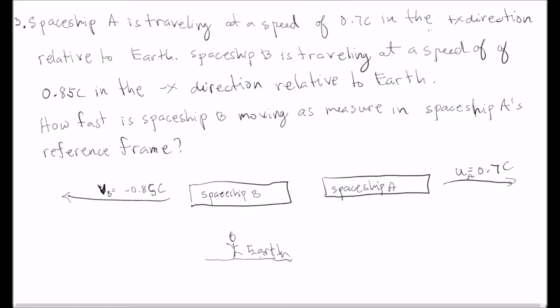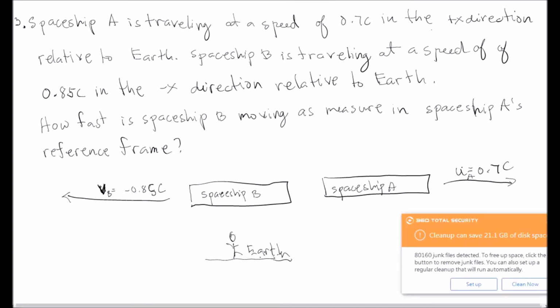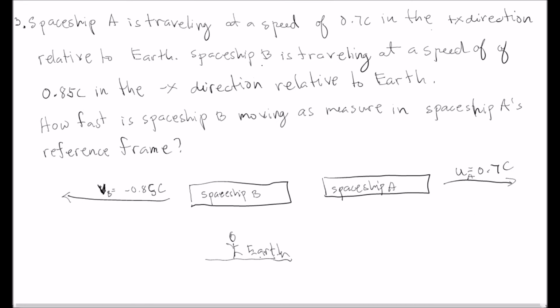Alright, so let's proceed to the next problem, problem number 3. And problem number 3 goes this way. Spaceship A, this is Spaceship A, traveling at a speed of 0.7 c in the positive x direction relative to Earth. So this is the observer on Earth. Spaceship B is traveling at a speed of 0.85 c in the negative x direction relative to Earth.